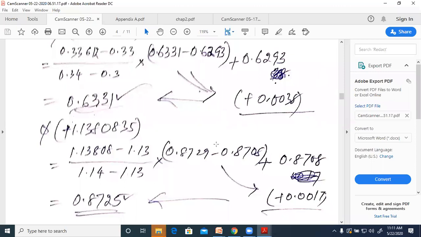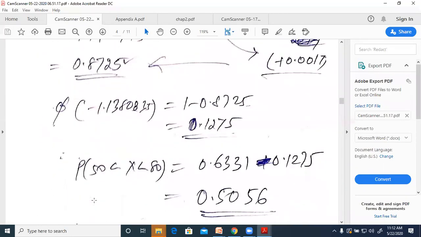That's why both those two values are subtracted, and they correspond to 1.14 and 1.13. The minimum value, which is 0.8708, is written here, and this is the actual value minus the lower value 1.13, because we are considering the lower value. Therefore, we write here minus this. So at the end, you'll get 0.8725, because this total thing will just correspond to 0.0017.